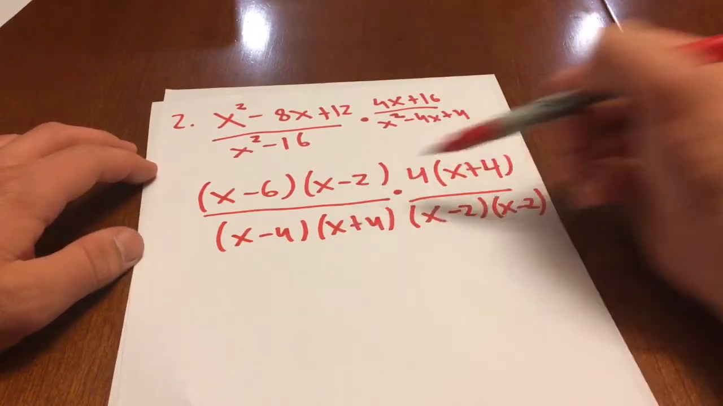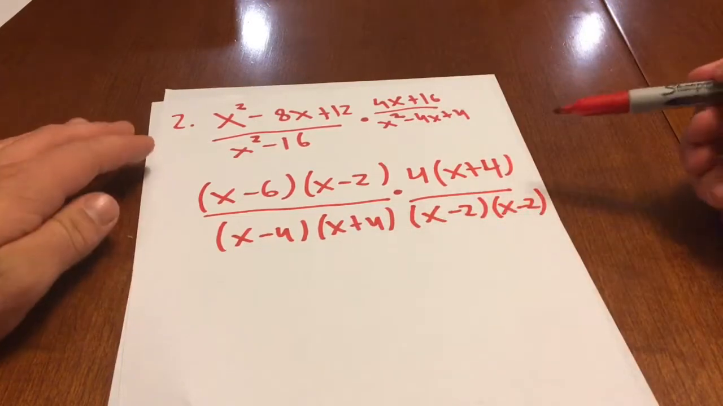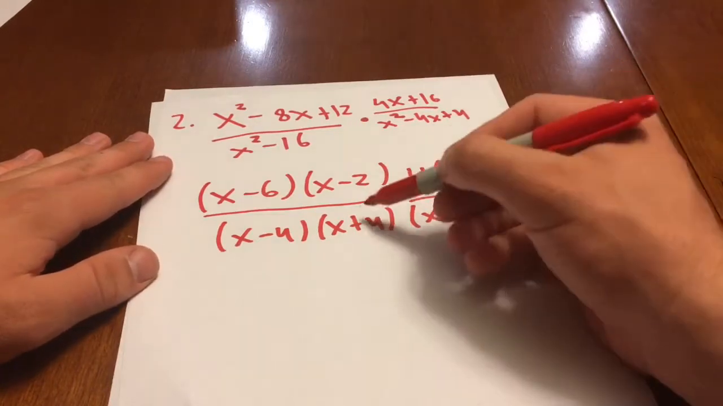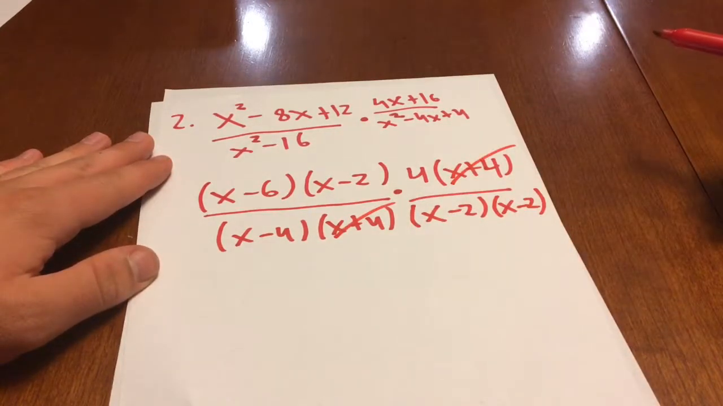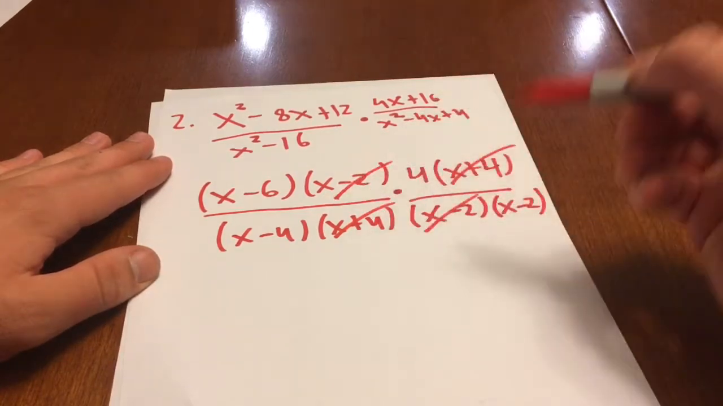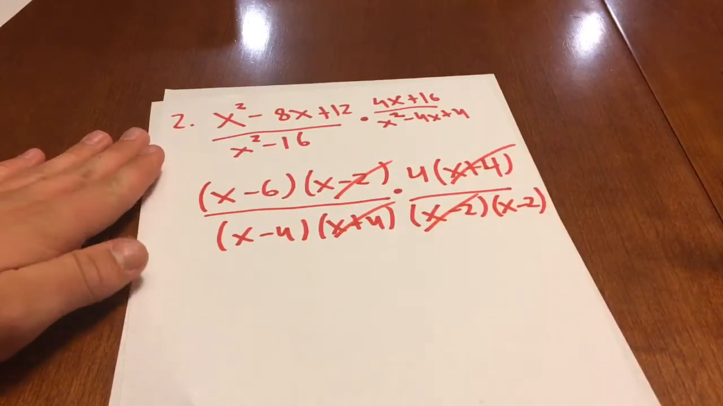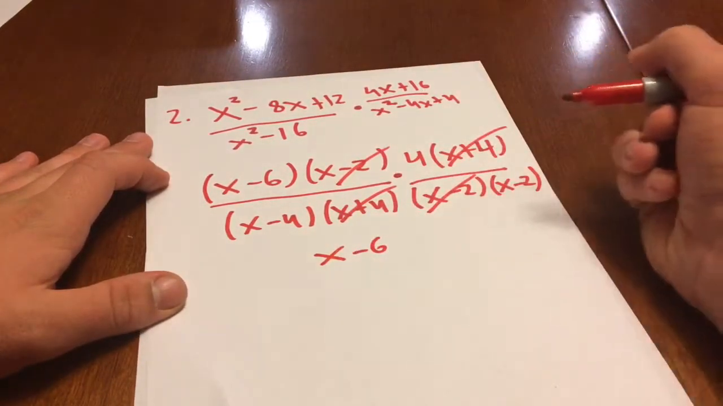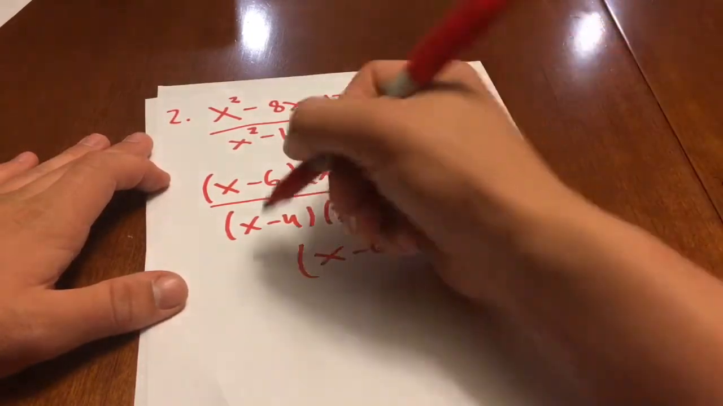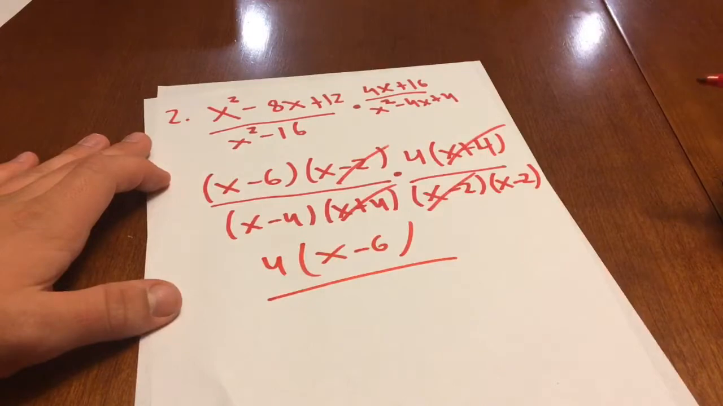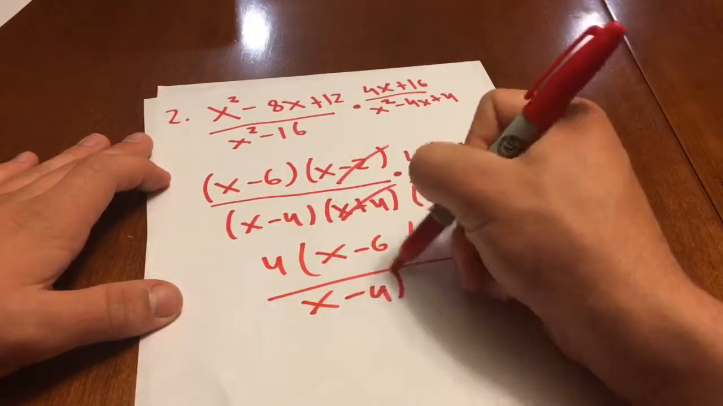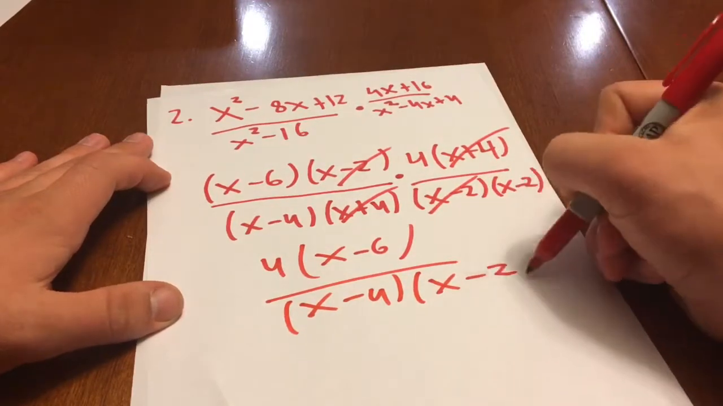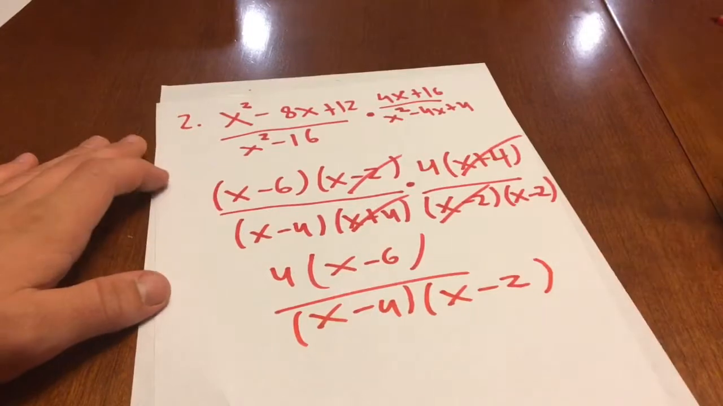So now we can combine these two fractions and cross the similar terms off. I can see the x plus 4s are the same, so we can cross those off. And we can cross off the x minus 2. We can only cross off one, and we do have a second one. That means we're left with x minus 6. There's a 4, so we put that in front, over x minus 4 times x minus 2. I don't think we can cross off anything else, so that's the answer.